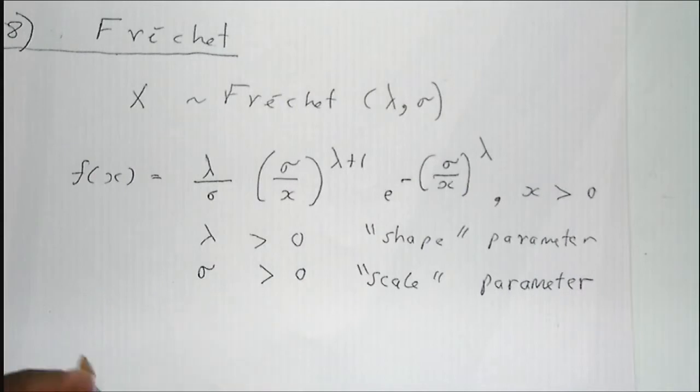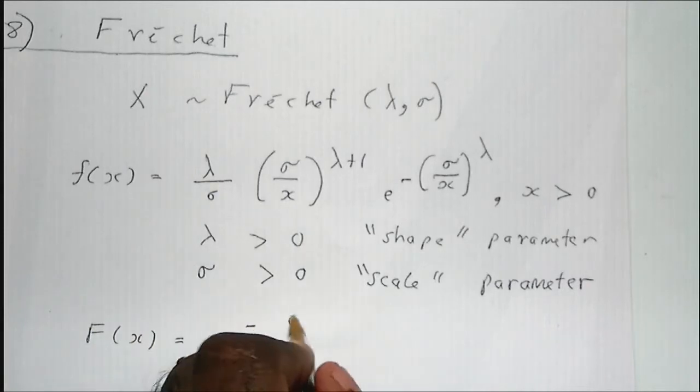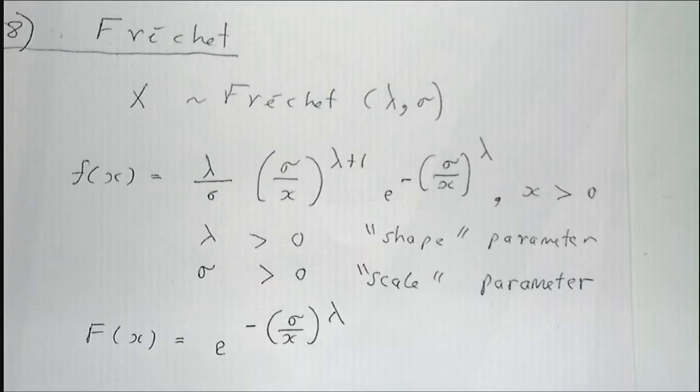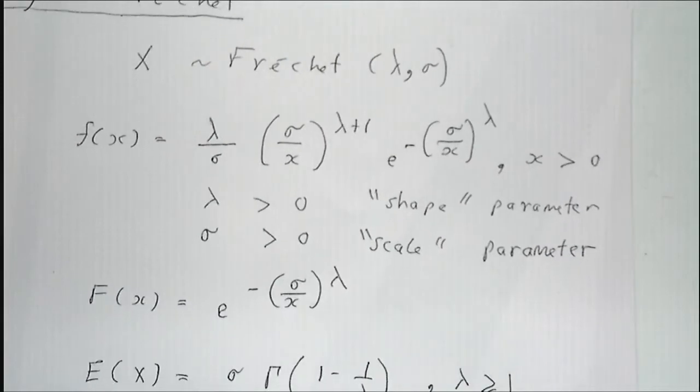There are some properties. The first property is the CDF. The CDF corresponding to this can be written like this. Okay, the expected value can be written like this, provided lambda is greater than 1. Okay?